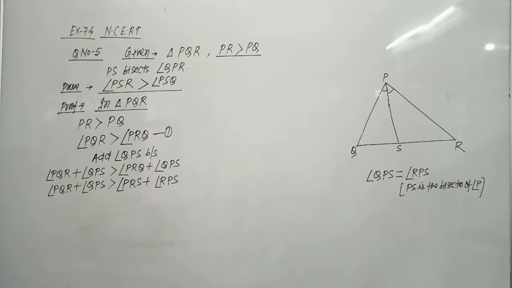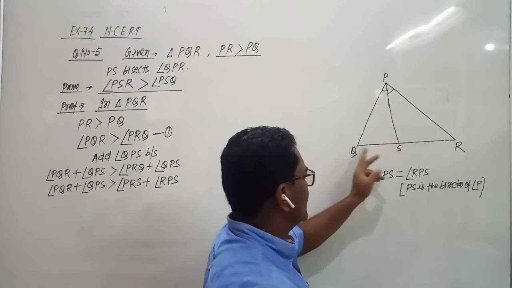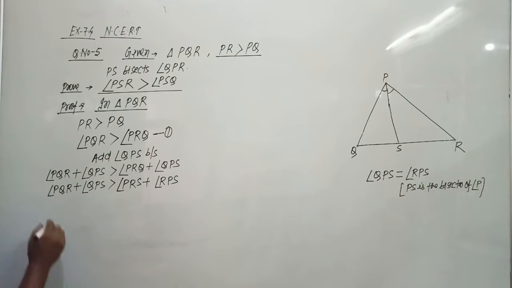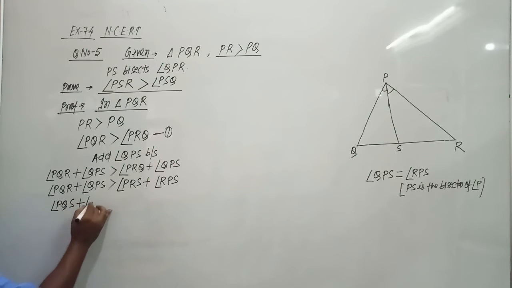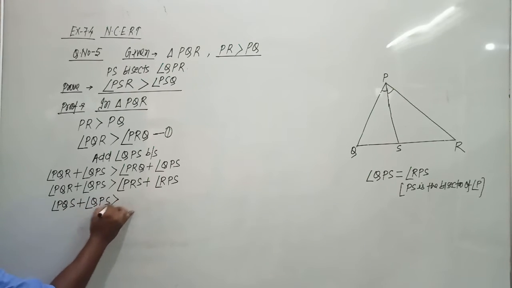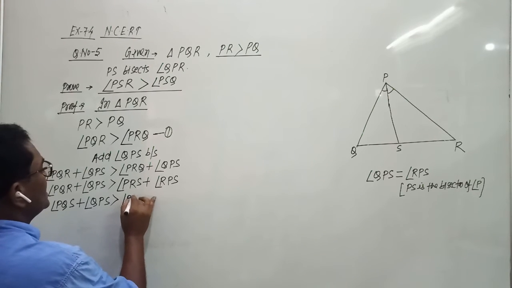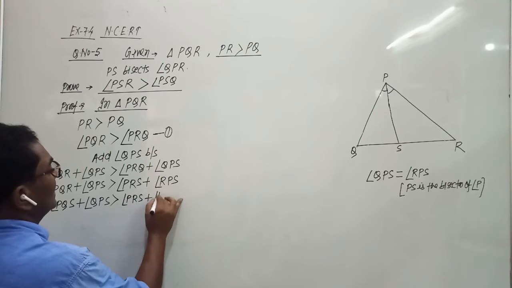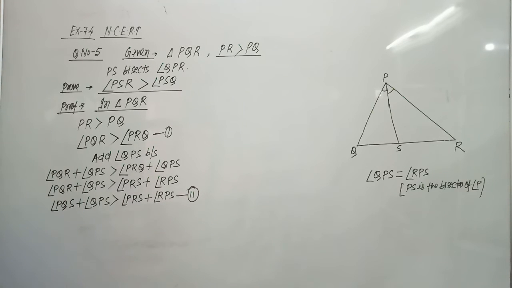And PQR is also written as PQS. So in the place of PQR, we write PQS plus angle QPS. So PQS plus QPS is greater than angle PRS plus angle RPS. Name it the second equation.